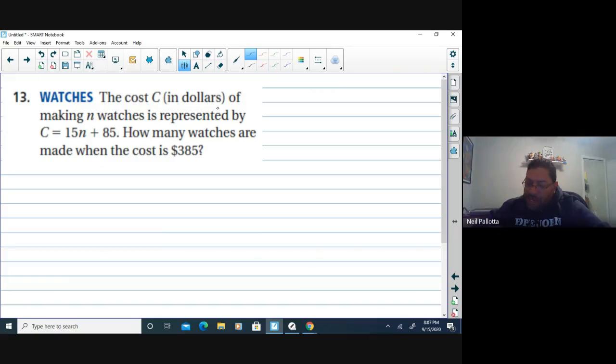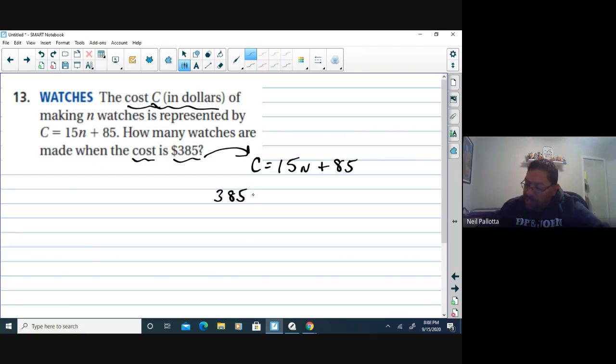The cost C in dollars of making N watches is represented by the equation C is equal to 15N plus 85. How many watches are made when the cost is $385? Well, we have to recognize that C represents the cost in dollars. So that means this $385 has to replace that C. So we rewrite the equation, replacing C with 385, right?